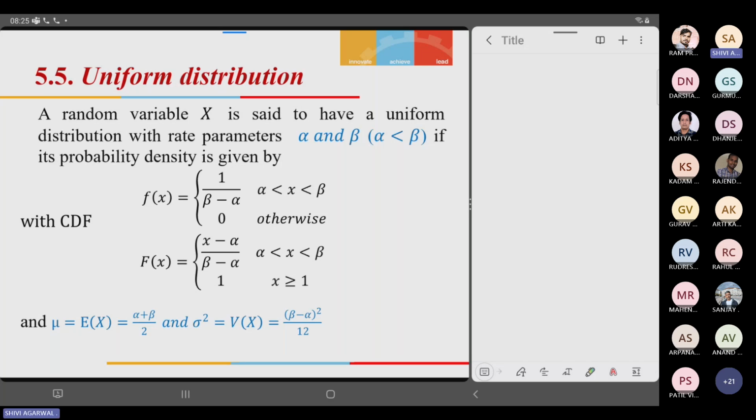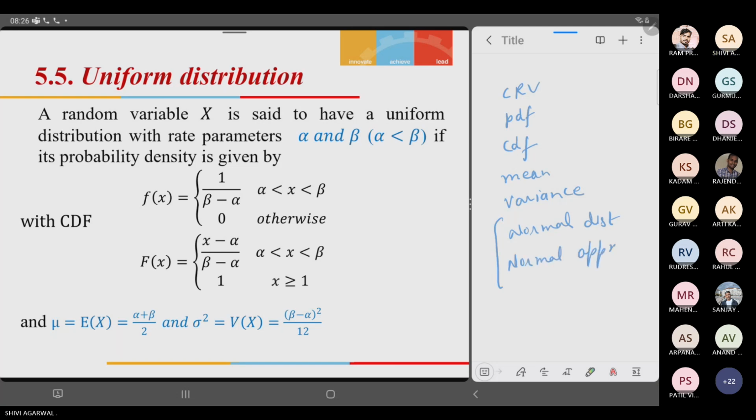In context session 8, we discussed the normal distribution in the continuous case. We have done the continuous random variable, its PDF, its CDF, its mean, expected value, variance, and then we started the normal distribution. In the normal distribution, we have also done the normal approximation to the binomial distribution.